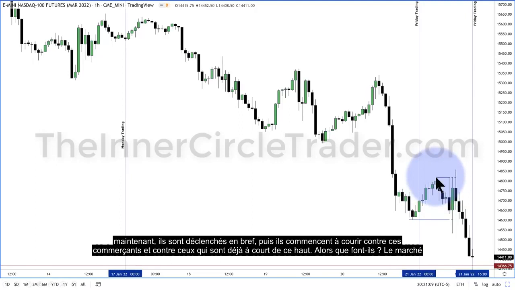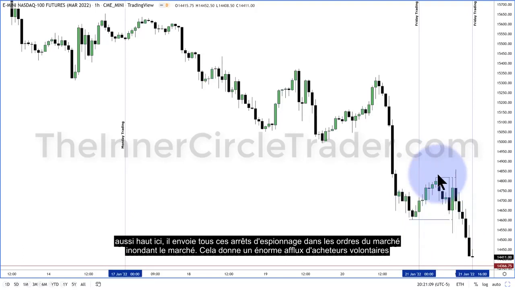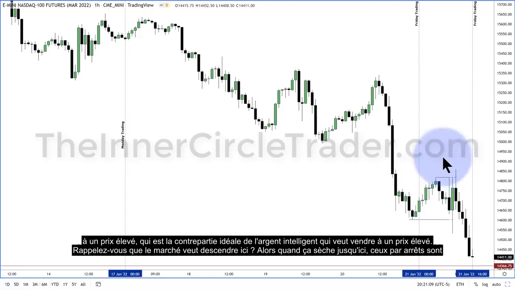So what are they doing? The market's being driven higher, and the algorithm's going to attack that buy stop liquidity pool. Why would they want to do that? Number one, it's going to punish those individuals here that went short. When it drives above this high here, it sends all those buy stops into market orders, flooding the marketplace. That gives a huge influx of willing buyers at a high price, which is the perfect counterparty to smart money that wants to sell at a high price.